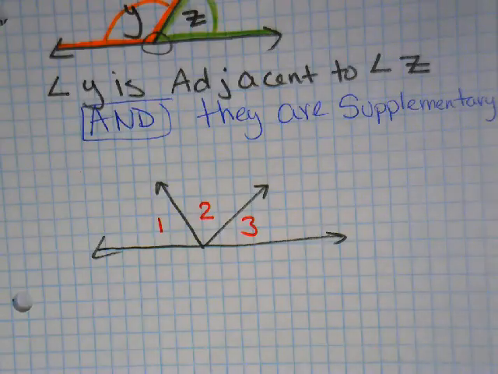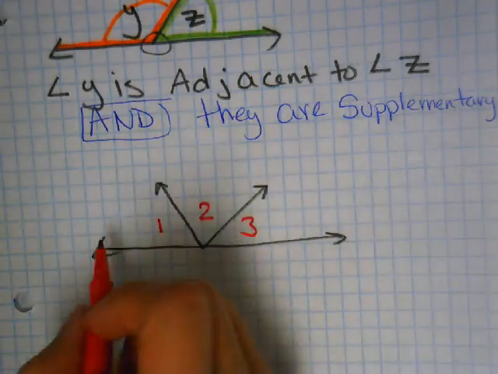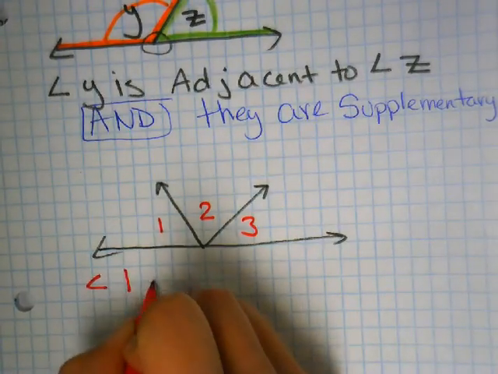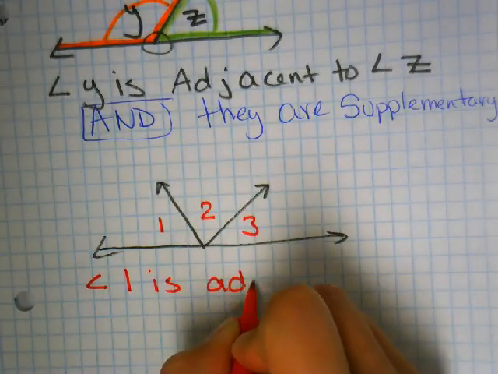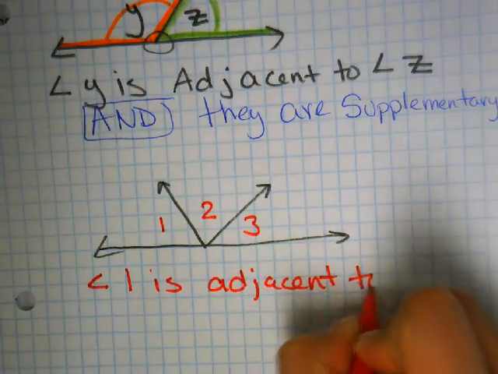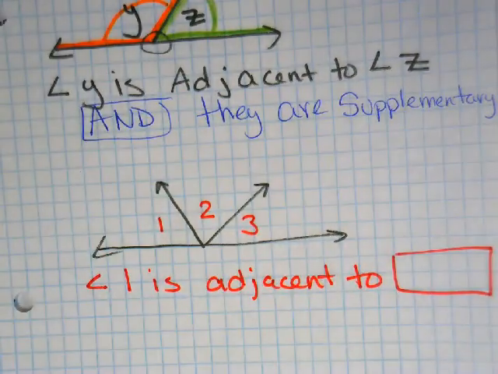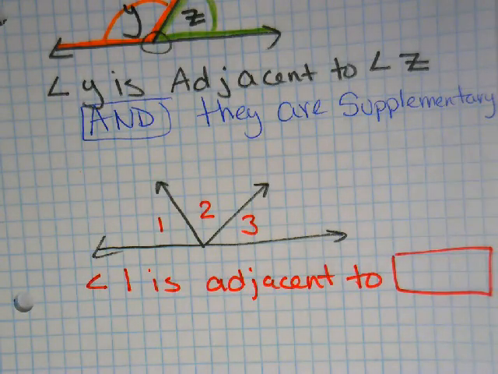All right. Angle 1 is adjacent to dot dot dot 2. Angle 2. Do you agree with Dominic? I don't agree. Raul says 3. Do we agree with 3? Angle 1 is adjacent to what? There's only one right answer. It's 2.